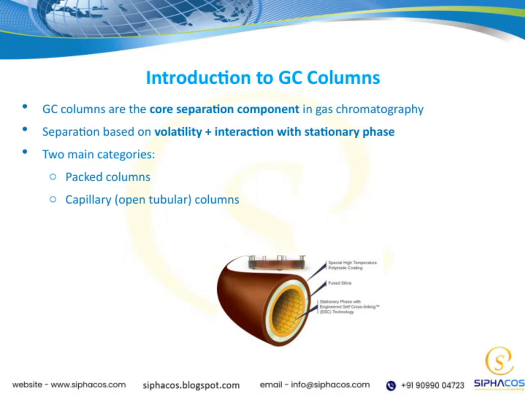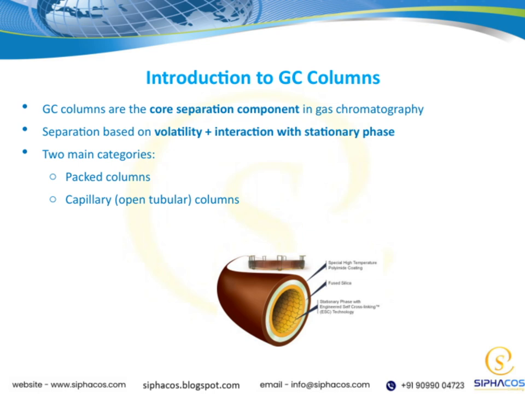These columns are really the heart of the separation process in gas chromatography. Essentially, they are what allow us to distinguish between different compounds in a mixture. The separation primarily relies on two factors: the volatility of the compounds, which is how easily they vaporize, and their interactions with the stationary phase inside the column.